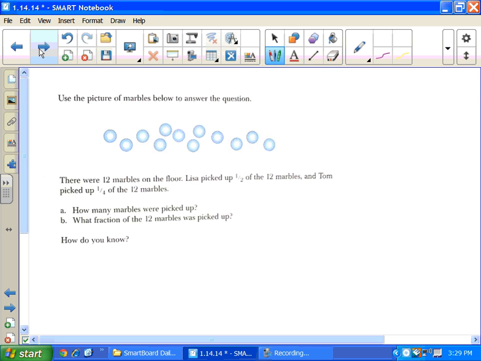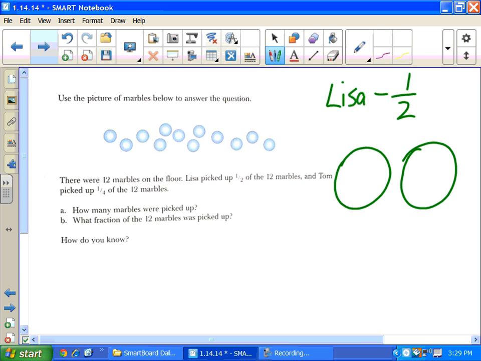We know that there are 12 marbles on the floor. Lisa picked up 1/2 of the 12 marbles. So let's first go through that. Okay, so Lisa picked up 1/2. So we need to divide this into 2 equal groups. So if I put 12 marbles into 2 equal groups, I would have 6 marbles in this group and 6 marbles in this group. And I'm interested in 1 of those groups, so Lisa picked up 6 marbles.